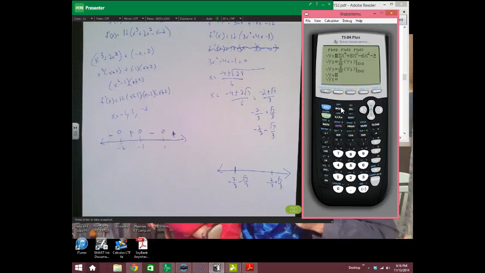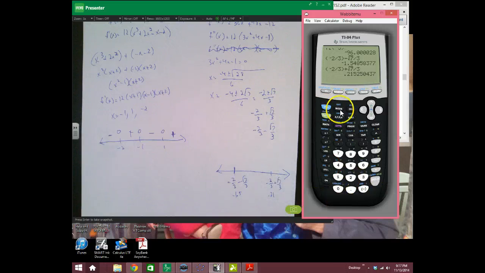So, let's see. I need to know what those are as decimals first. So negative 2 thirds minus root 7 divided by 3, negative 1.5. And then if I want to know what it is, it's a positive. There's the plus in the middle. Pull it back up again, second enter. Push plus, 0.21.